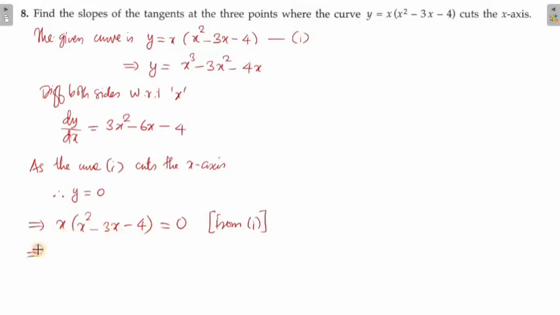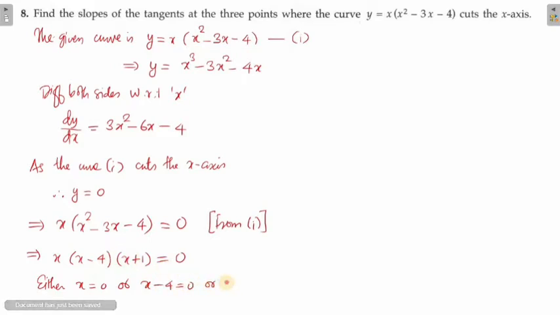Now all of you know, if you factorize this, how much do you get? You get x into x minus 4 into x plus 1. Okay, so this is equal to 0. So what does this mean? This means that either x equals to 0, or x minus 4 equals to 0, or x plus 1 equals to 0. So that means I got the three values for x.